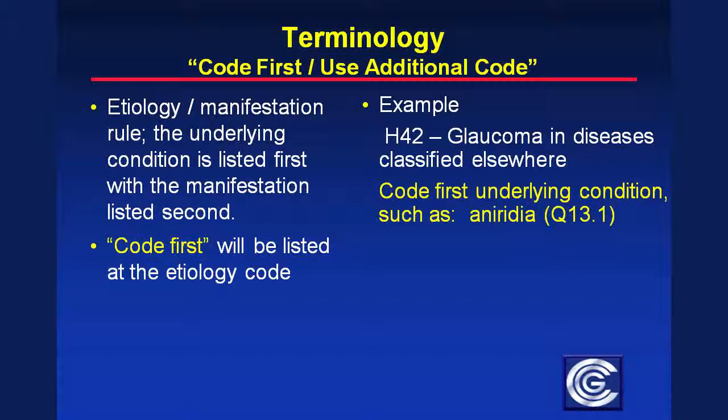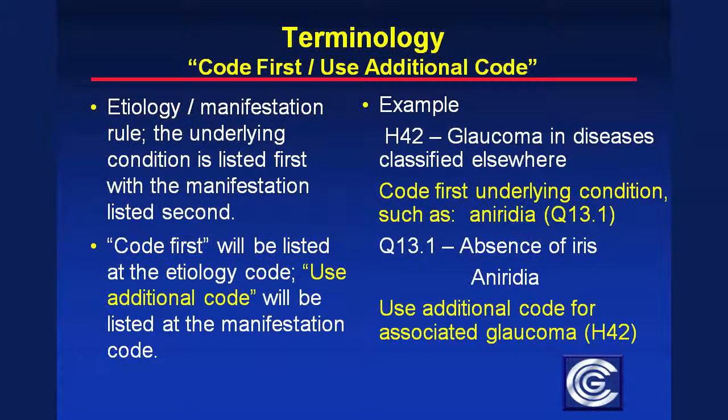Code first will list at the etiology code in the tabular list in parentheses. Use additional code will be listed at the manifestation code in the alphabetical index in brackets.